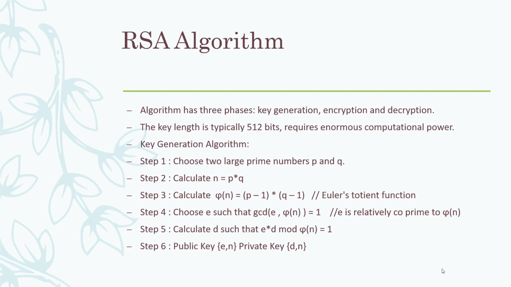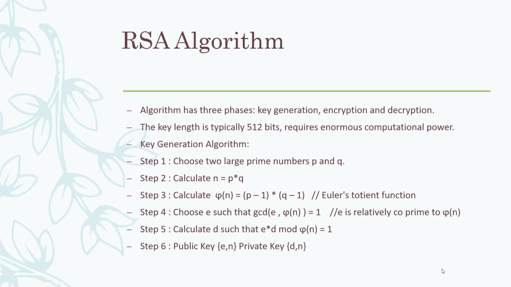So, the key generation phase. First, choose two large prime numbers, say P and Q. Calculate the value n, which is P times Q. Calculate Euler's totient function phi of n, equal to (P minus 1) times (Q minus 1). Choose the value of E such that E is relatively coprime to phi of n, that is, the GCD of E and phi of n must be equal to 1.